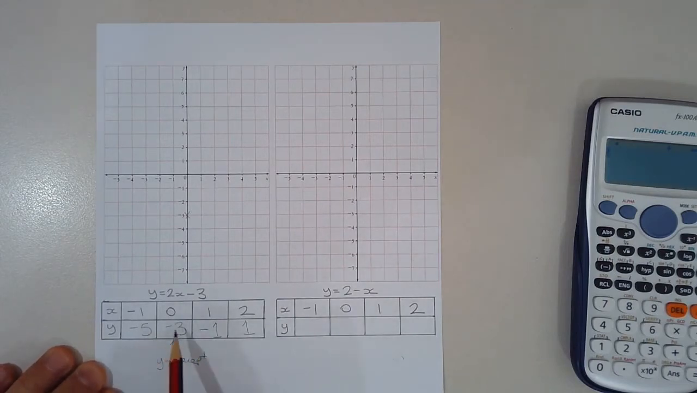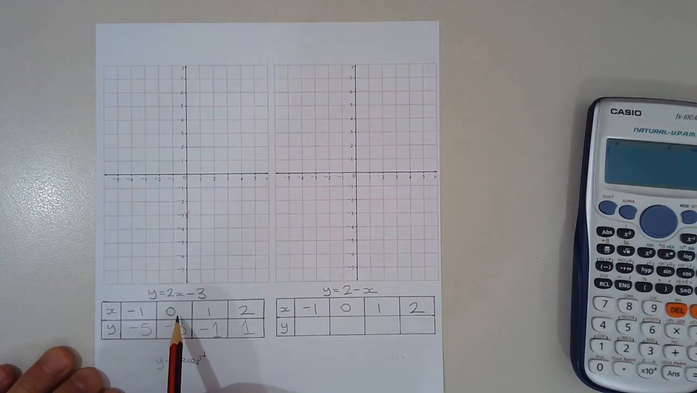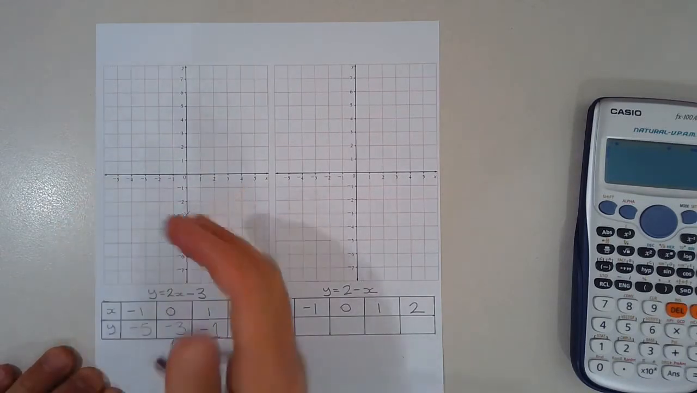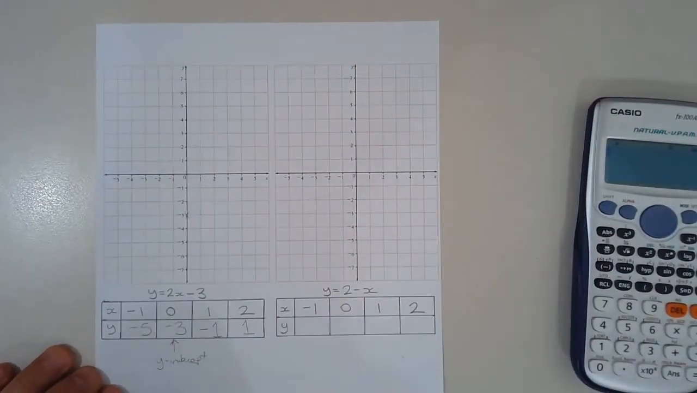So -5 to -3 to -1 to 1. That's what the gradient does. The gradient says for every time we step up 1 step in x, we're going up 2 steps in y. So across, up 2, across, up 2, and so on. All right, let's plot some points.